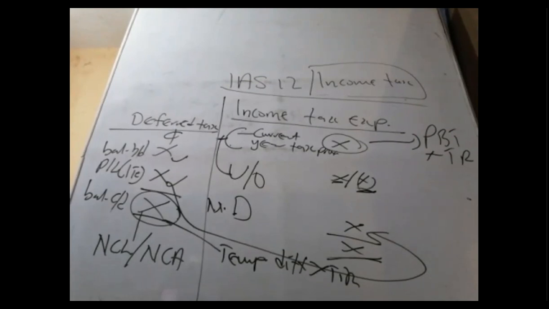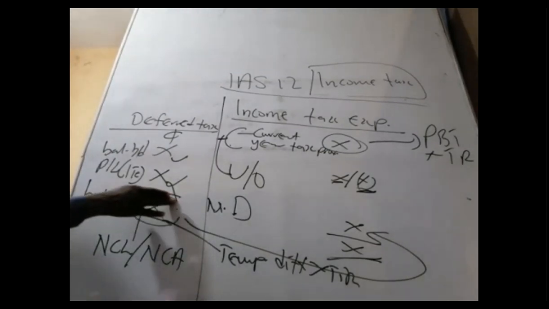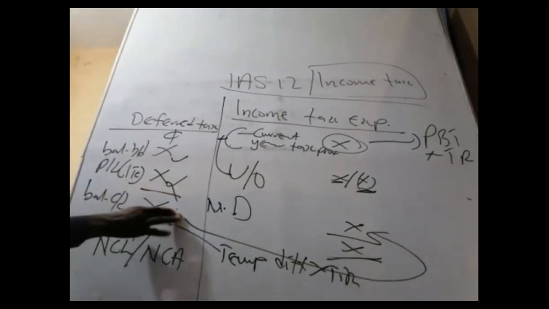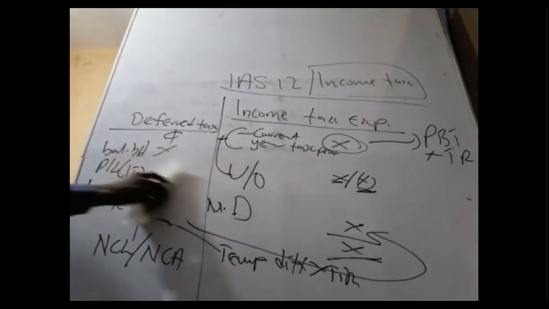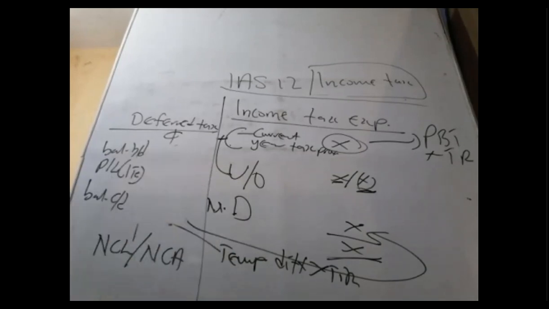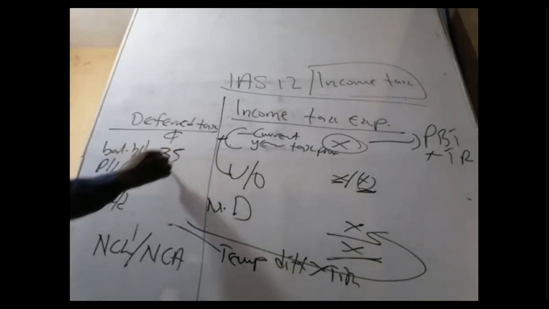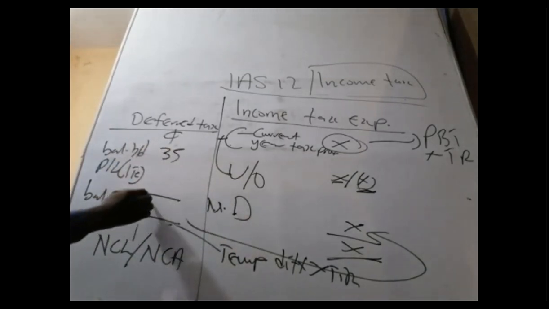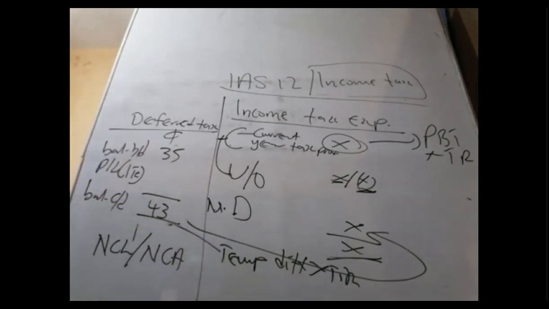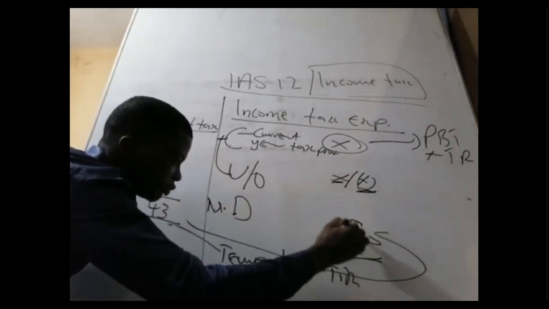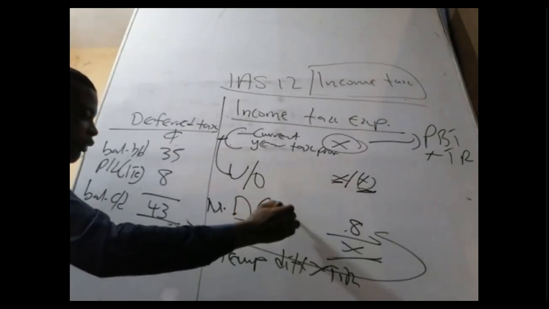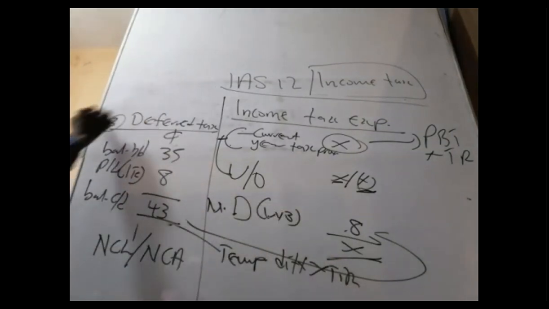Now the question is, let's assume that the opening balance is, let's say, 35. The closing balance happens to be 43. What is the movement? The movement is 8. When I come here, I record 8. Tell the examiner, maybe working number 3. 8, working 3. Good.